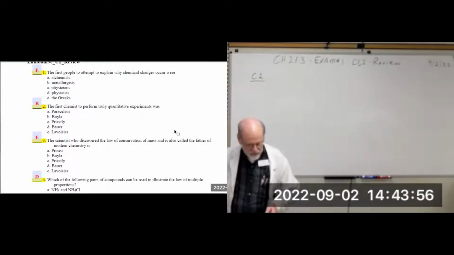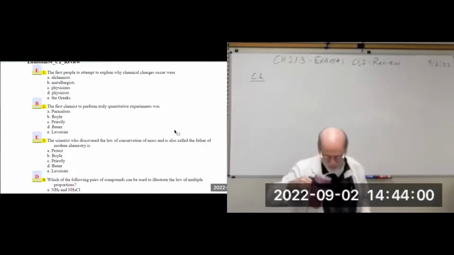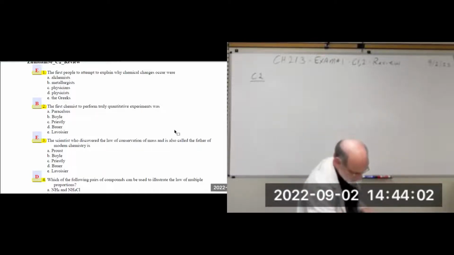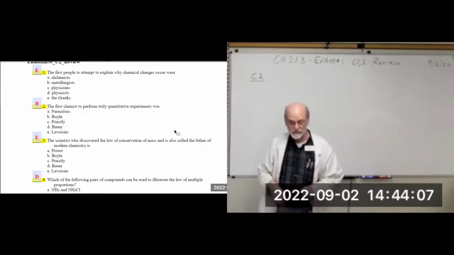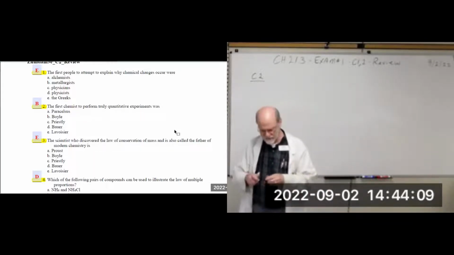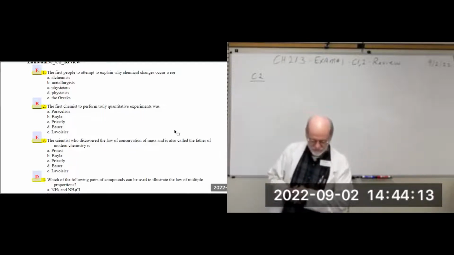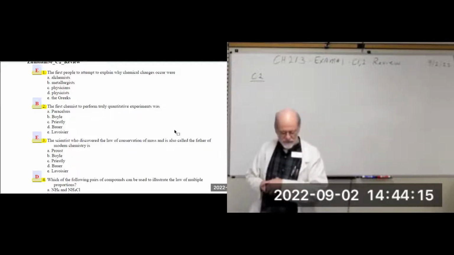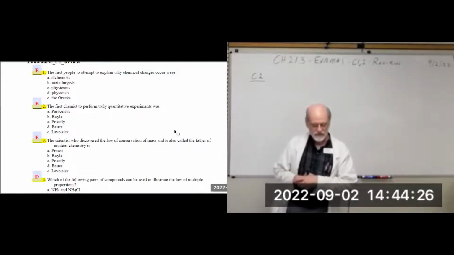The first people to attempt to explain why chemical changes occur. The ancient Greeks. They tried to explain it. They came up with the concept of the atom. The first chemist to perform truly quantitative experiments was Robert Boyle. He started with gases, making measurements for gases.